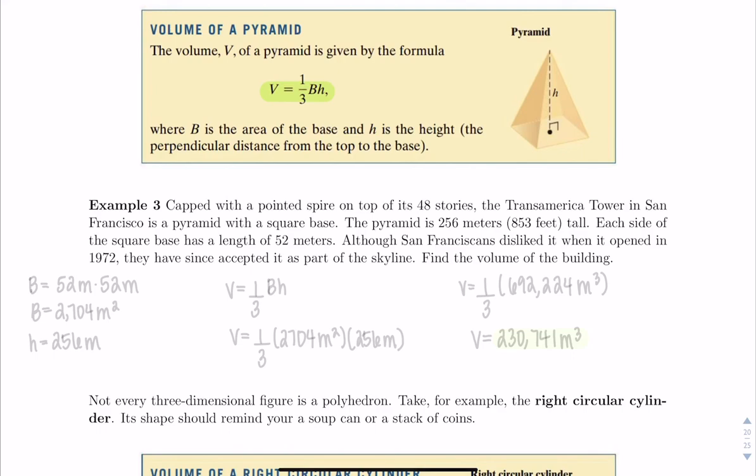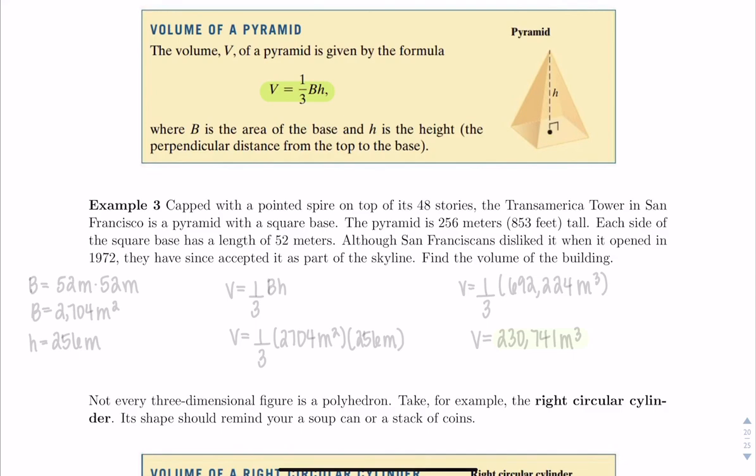So capped with a pointed spire on top of its 48 stories, the Transamerica Tower in San Francisco is a pyramid with a square base. The pyramid is 256 meters. Each side of the square base has a length of 52 meters. Although San Franciscans disliked it when it opened in 1972, they have since accepted it as part of the skyline. Find the volume of the building.